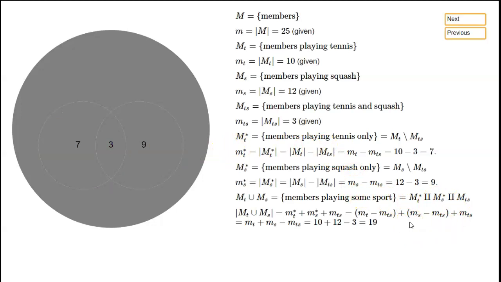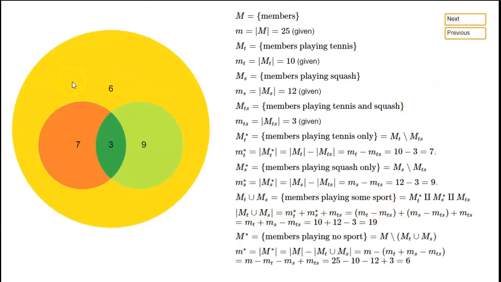But it's useful to note that there's some kind of cancellation going on if we look back at the formulas we've already got. So MT star was MT minus MTS, MS star was MS minus MTS, and then we've got MTS. So one of these minus MTS's cancels with a plus MTS, and what we get is MT plus MS minus MTS. Or another way to think about it is we take MT plus MS, that's the people who play tennis plus the people who play squash, but if we just take this combination, then the people who play both tennis and squash get counted twice, so we have to counteract that by subtracting MTS to get the total number of people who play either tennis or squash.